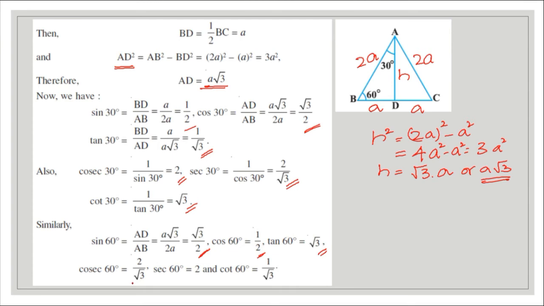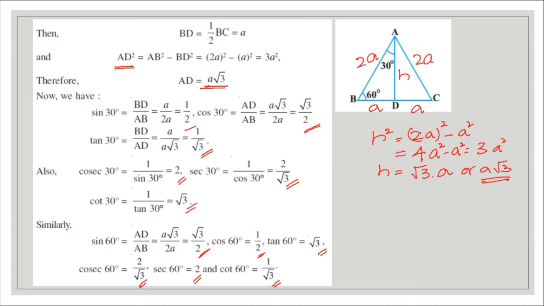Cosecant 60 is the reciprocal of sine, we get 2 by root 3. Secant 60 is the reciprocal of cos, we get 2. Cot 60 is the reciprocal of tan 60, it is 1 upon root 3. These values are again very important for you to remember.